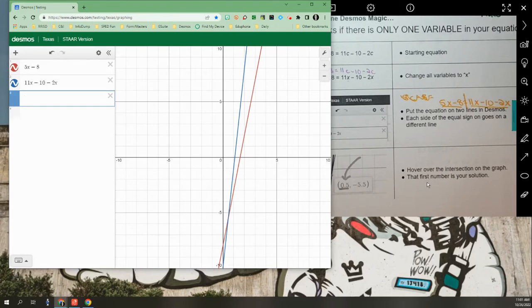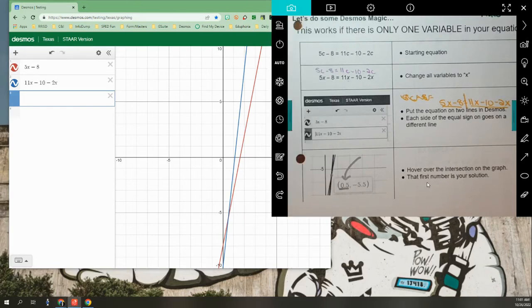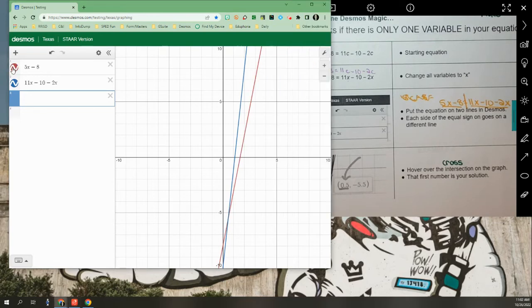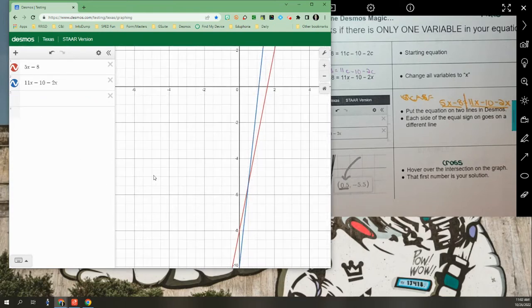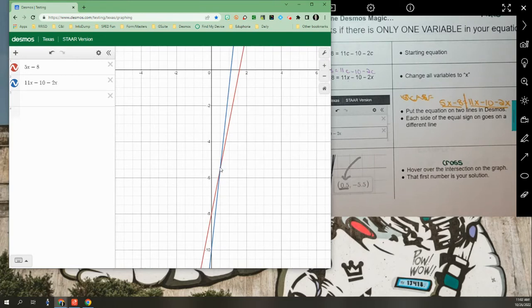You are looking for the intersection. For our last step, you are looking for the intersection on your graph. An intersection is where 2 lines cross. Kind of like an intersection where 2 streets cross. So it's where the 2 lines cross. Since our red line here is one of ours and the blue line is the other one, you are looking for where the red line and the blue line cross. And you can zoom in, zoom out, all that stuff until you're comfortable seeing where it is. So you're going to hover and you're going to kind of click and it'll give it to you.